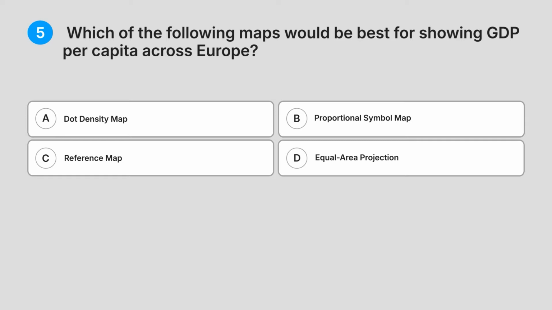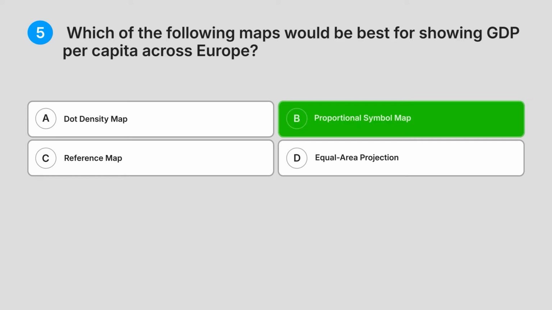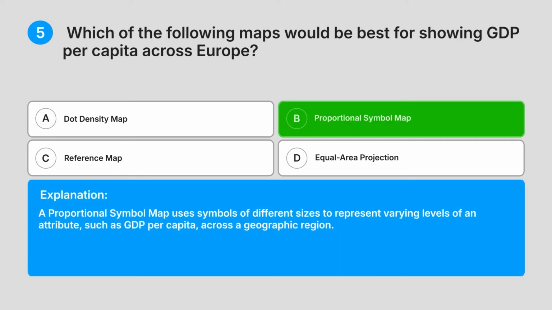Correct answer. B. Proportional symbol map. Explanation. A proportional symbol map uses symbols of different sizes to represent varying levels of an attribute, such as GDP per capita, across a geographic region.